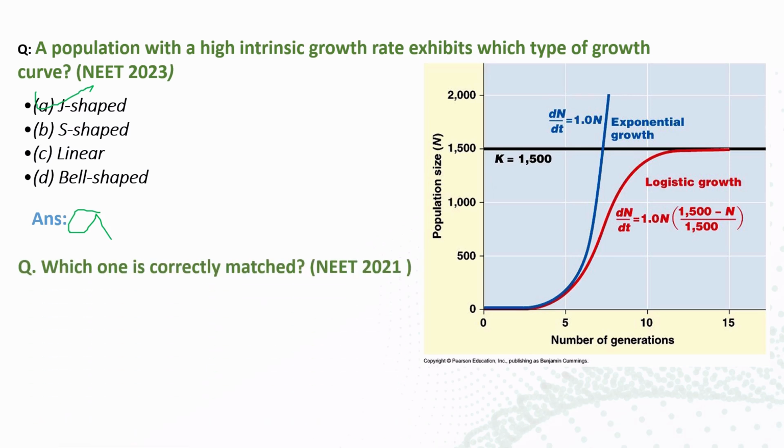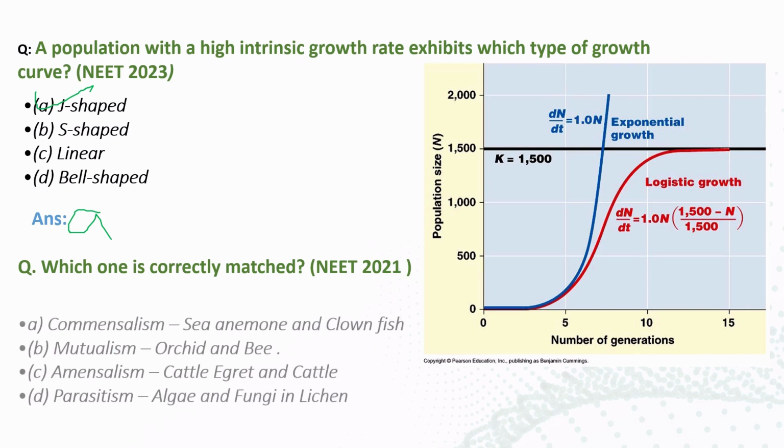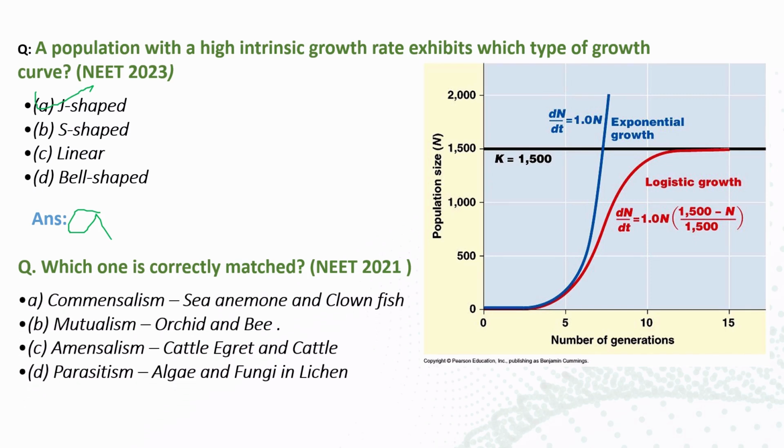What is the next question? Which one is correctly matched? So from this question they are asking what is correctly matched in these options. Okay, the first option they have given is commensalism, and they say sea anemone and clownfish show commensalism. Commensalism means what? Here we have to know what these terms are, then only you can answer, right? Commensalism means a symbiotic relationship where one is benefited and the other is neither harmed nor benefited. Okay, commensalism is a situation where we have two partners, in which one is benefited and the other is either harmed or benefited. It is optional. So that is commensalism.